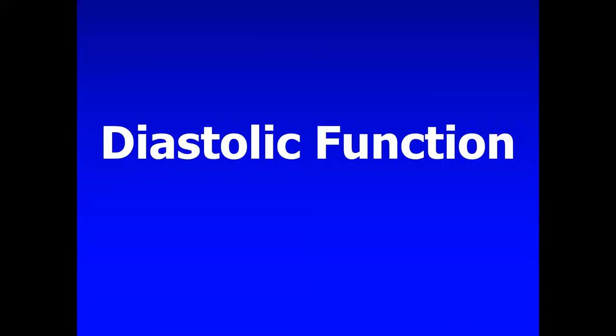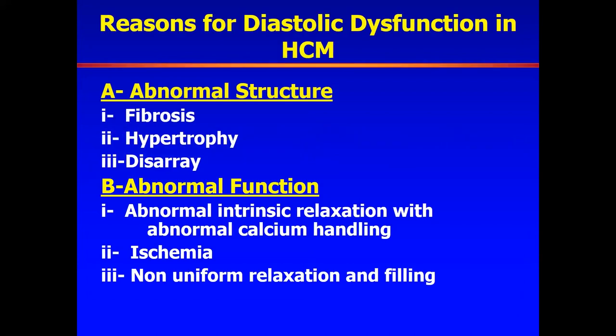Diastolic function. It's one of the abnormalities that have been recognized for decades in HCM. It can account for symptoms even in the absence of obstruction. If you ask why patients with HCM have diastolic dysfunction, it's an abnormal structure related to the presence of fibrosis that you saw, the hypertrophy and the disarray. Easy to say that fibrosis and hypertrophy are associated with increased chamber stiffness.